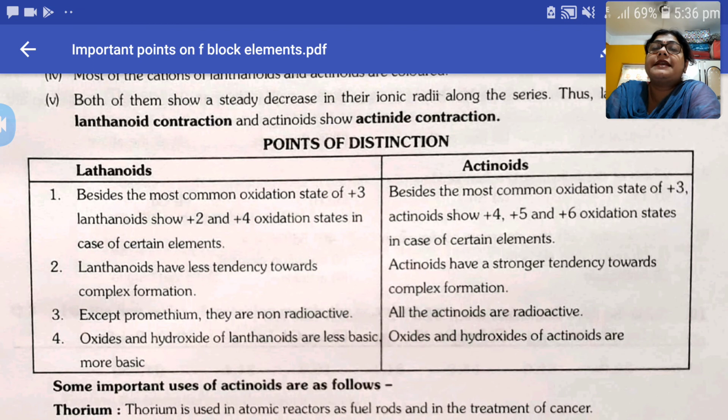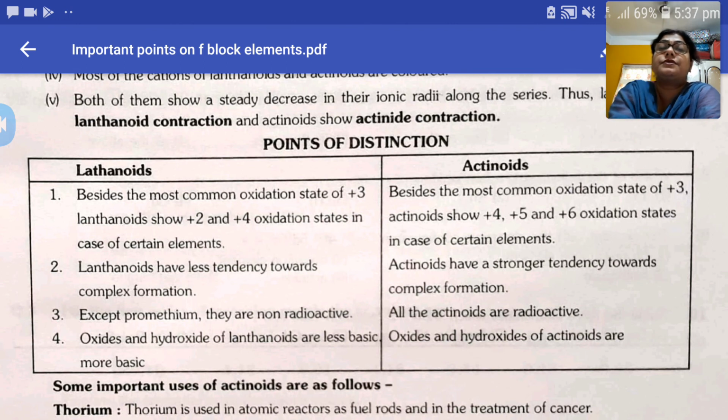Then lanthanoids have less tendency towards complex formation. Yes, lanthanoids do not have a good tendency to form complexes, but actinoids have a stronger tendency towards complex formation. Then in case of lanthanoids, except promethium, they are non-radioactive, but in case of actinoids, all the elements are radioactive. And then oxides and hydroxides of lanthanoids are less basic. Okay, but oxides and hydroxides of actinoids are more basic.